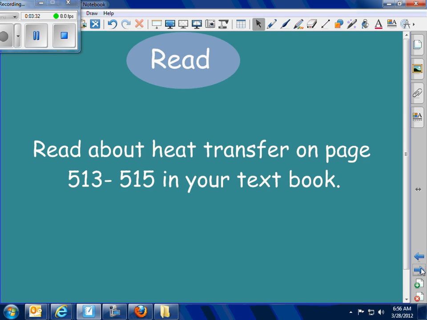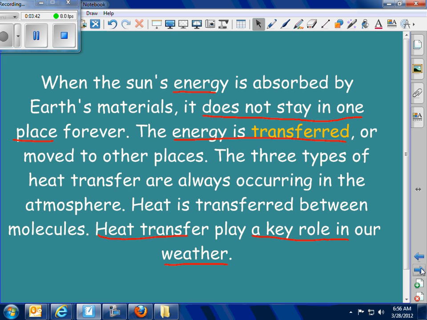Now, if you look in your book on page 513 through 515, and you read those pages, it does give a little bit more detailed information about what we're talking about. But on this page, when you start to look at just the underlined words, it just talks about the sun's energy. And it doesn't stay in a place forever. It's moved from one place to another. And we need that to happen for weather to occur. Since that heat can get moved, it is a key component in making our weather.